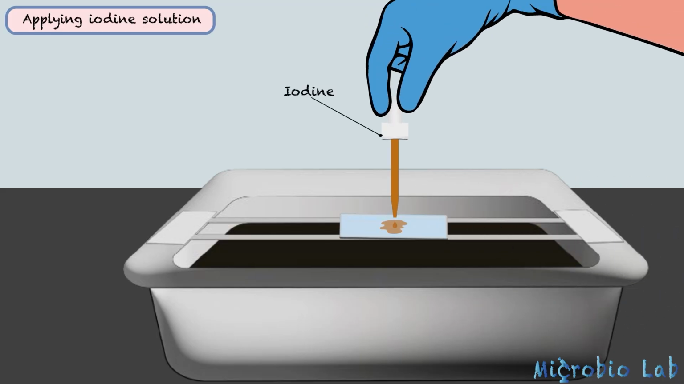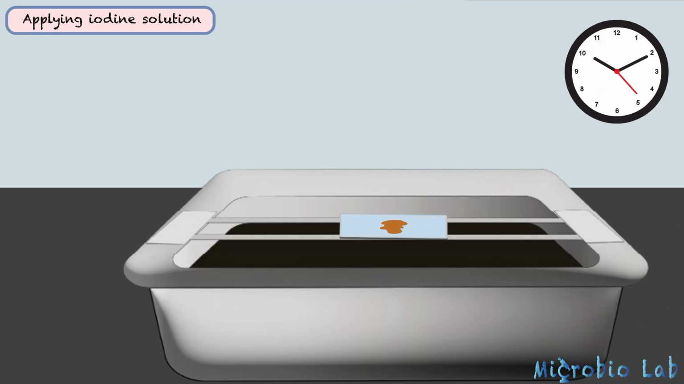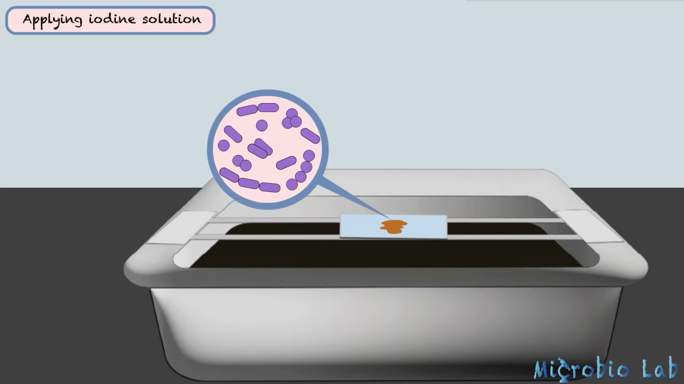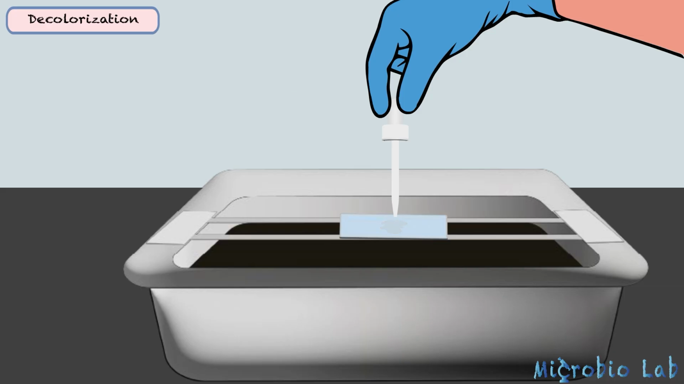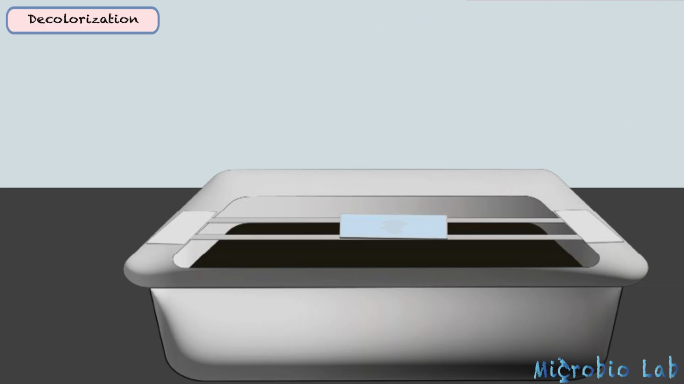Next, apply iodine solution and let it sit for 1 minute. Iodine acts as a mordant, forming a complex with the crystal violet, making it more difficult to remove from gram-positive cells. Rinse the slide again with water, then apply a decolorizer, such as alcohol, for about 10 to 20 seconds.